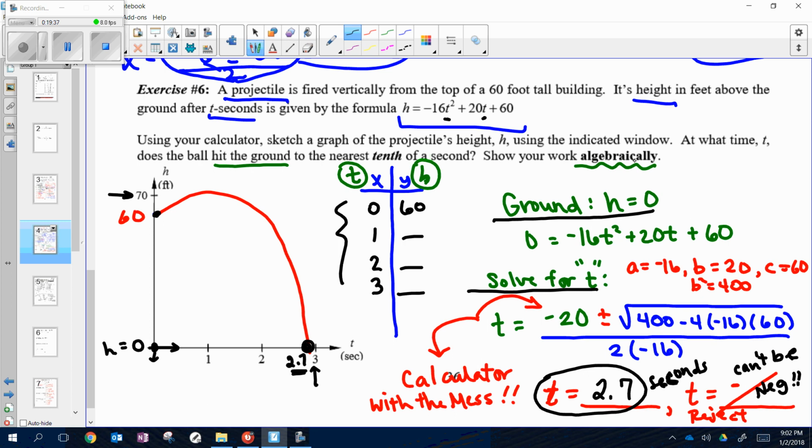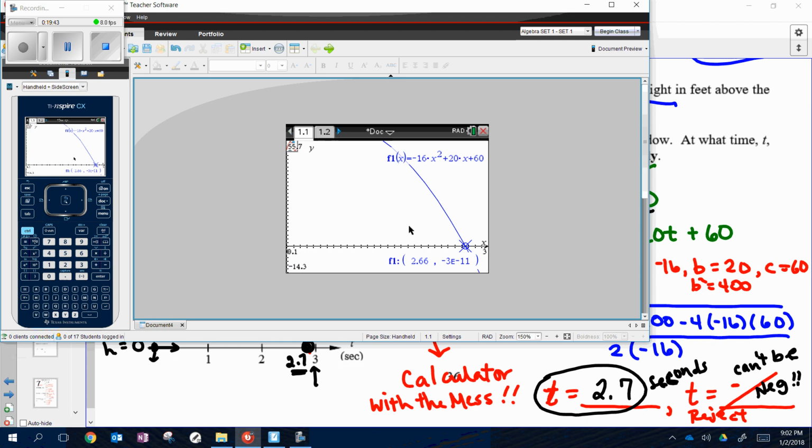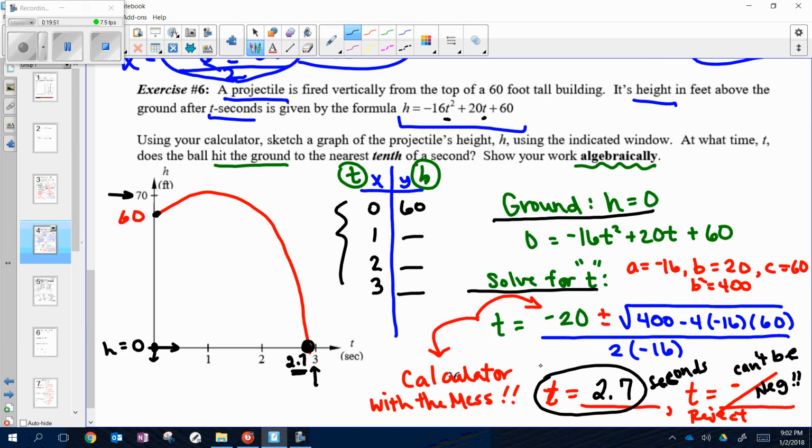So then it said to solve it algebraically. Real quick, I'll show you the graph. There it is. So I played around using graph and trace, and there's the 0, 2.66. So I rounded it to the nearest tenth, but it did say solve it algebraically, so I'm using the quadratic formula. Again, I'm solving for t because t is acting like x, so I wrote t equals.